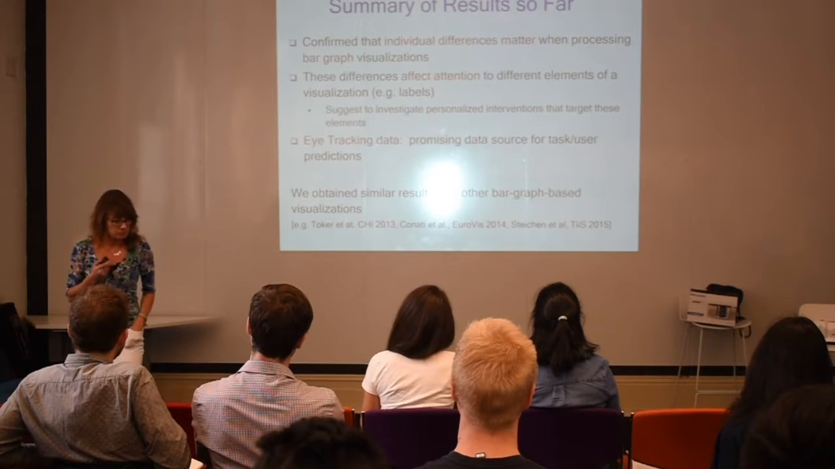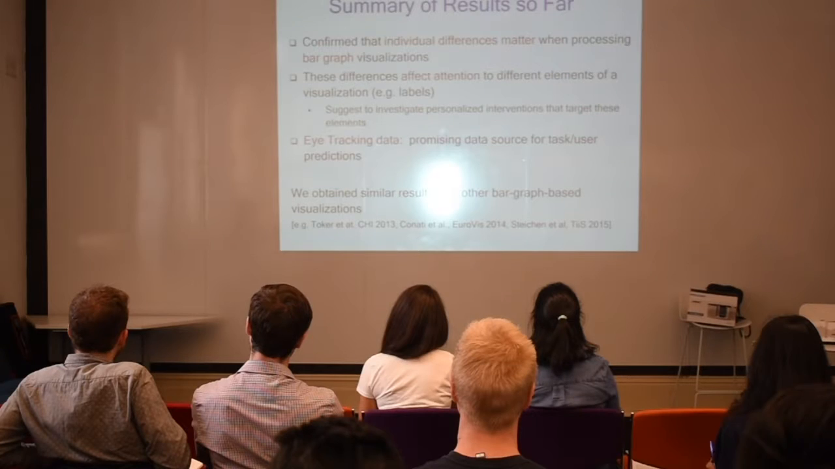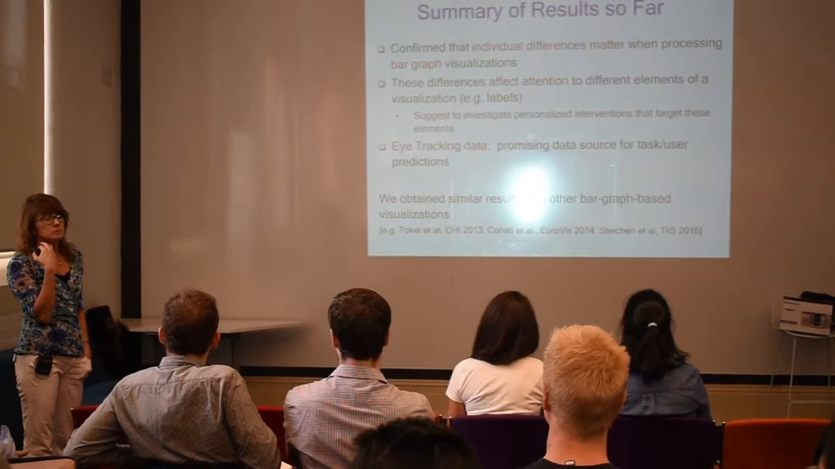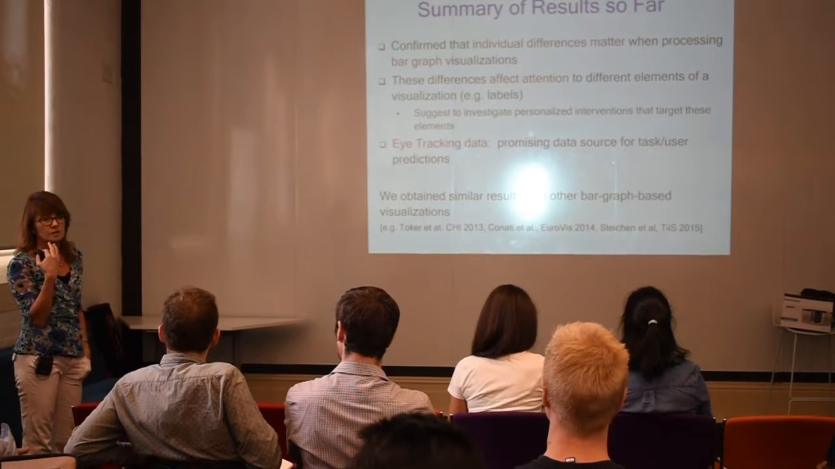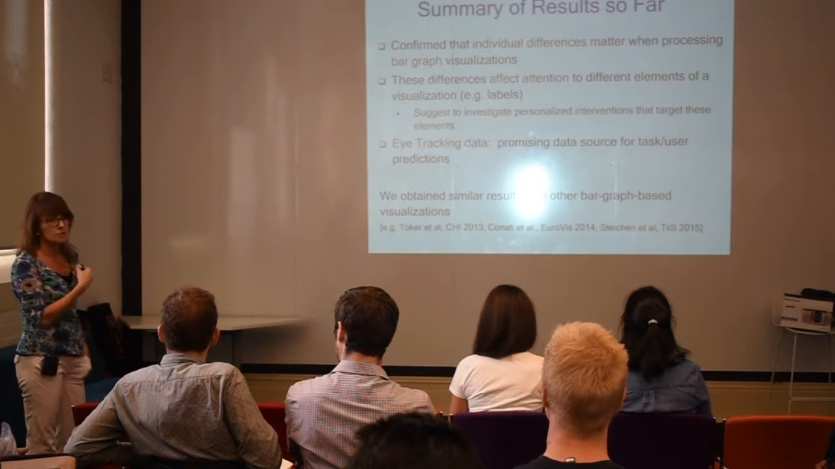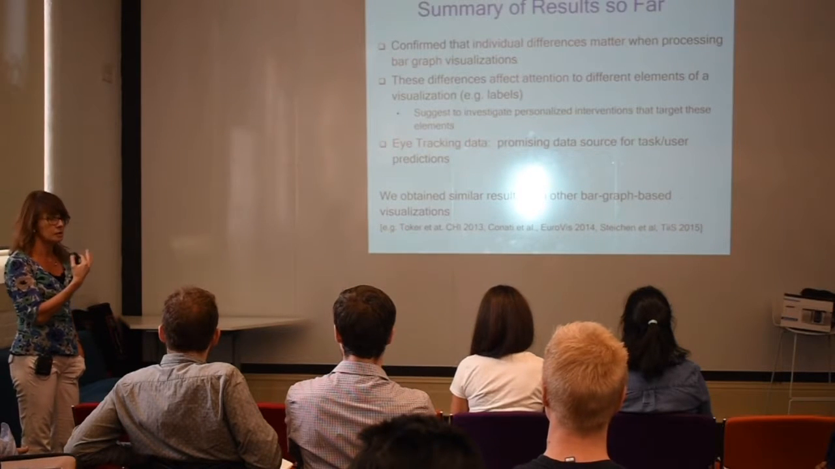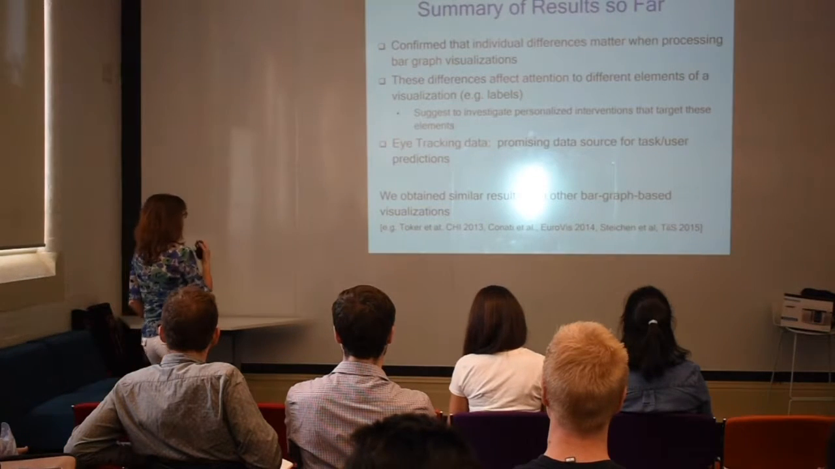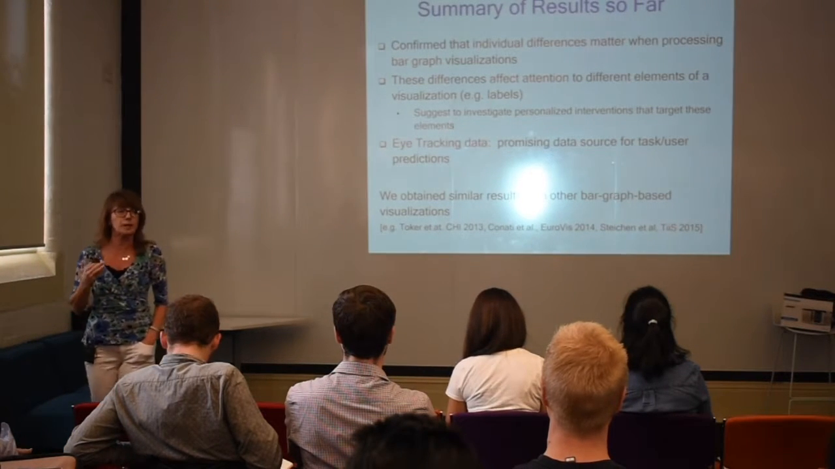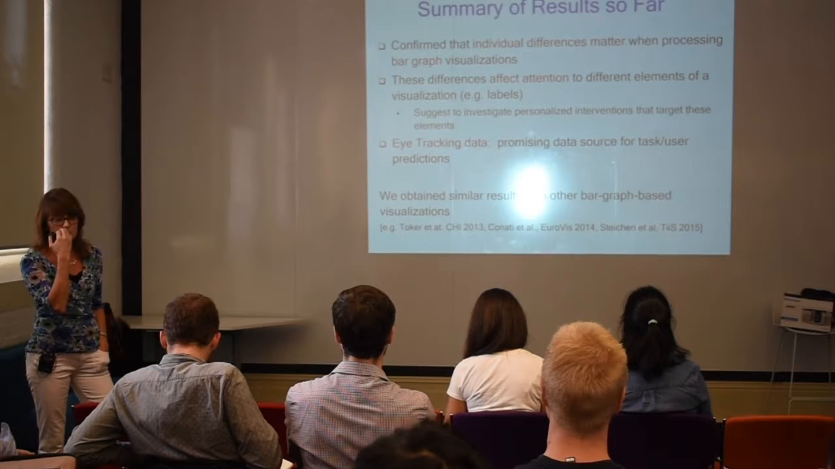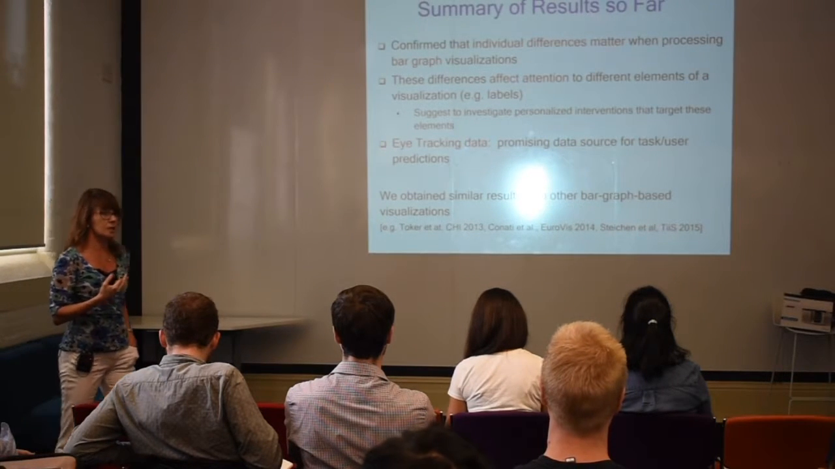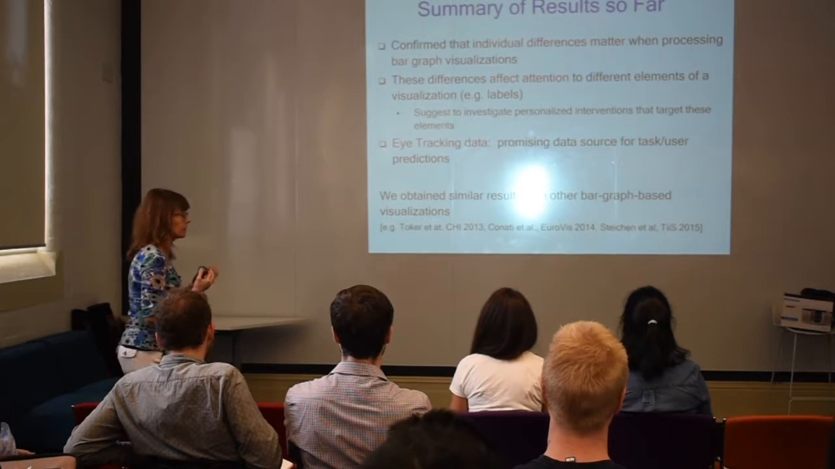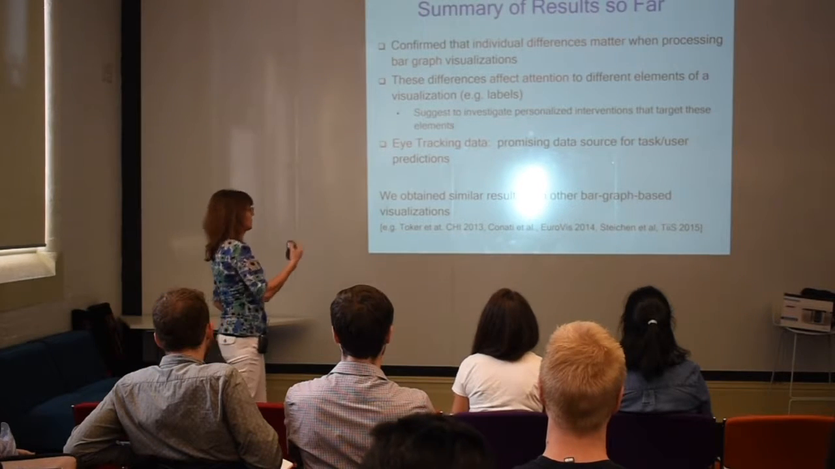So just a summary of what we've seen so far. So we confirmed that even with simple or at least well-known visualizations as bar graphs, individual differences matter. They can impact how someone is successful in working with a visualization. These differences affect attention to different elements of the processing of bar graphs, suggesting that it's important to look at adaptation that targets the specific elements that are problematic for the different groups.